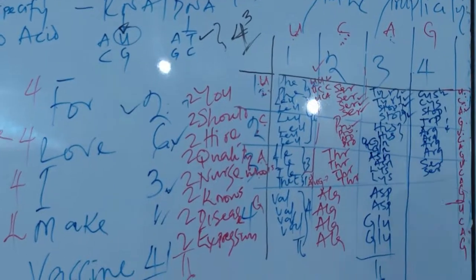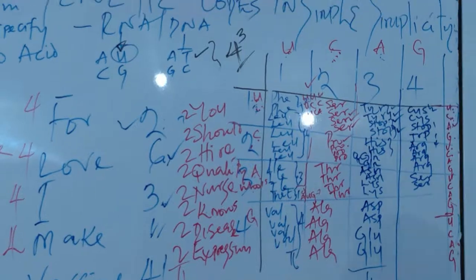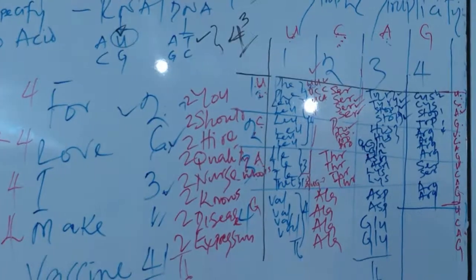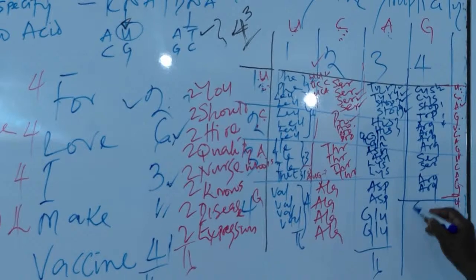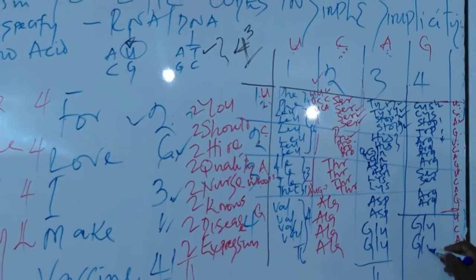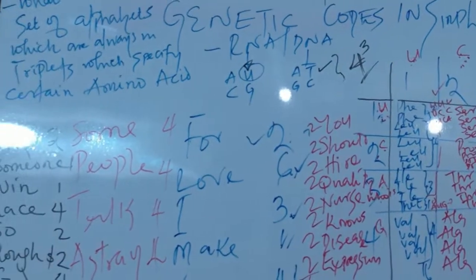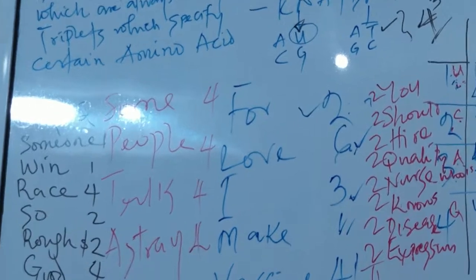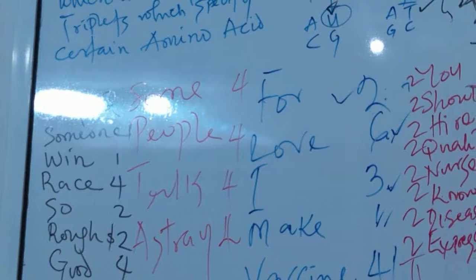The next two will be serine, said 4, 2, 2. Then the next two again is going to be arginine, ARG. Then the last, which is 4, is going to be glycine. So when you count 1, 2, 3, 4, 5, 6, 7, 8, 9, 10, 11, 12, 13, 14, 15, 16, it's going to be 16.